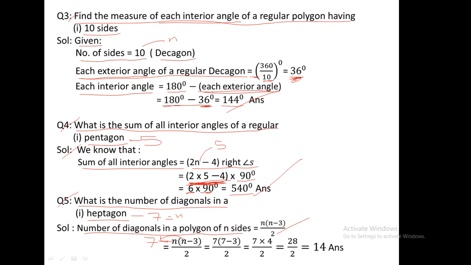So the value will be 7 into (7 minus 3) upon 2. When we solve this bracket, it will come 4, and outside of this bracket 7 is there. 7 multiplied by 4 is 28, and at the denominator 2 is there. So we write 2 as it is. When we cancel 28 by 2, the value will come 14. 2 ones are 2, 2 fours are 8. The answer will be 14.